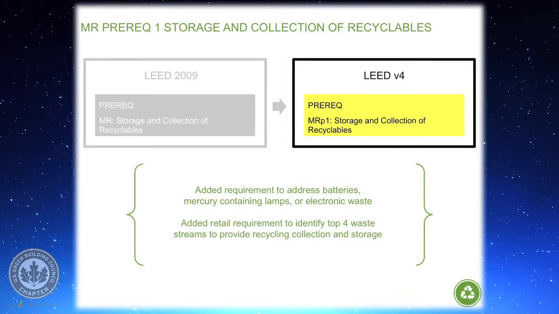So first prerequisite, you are all familiar with this, storage and collection of recyclables. Minor changes here. We've added requirements for addressing battery waste, electronic waste, as well as mercury-containing lamps. And then for retail projects, we've maintained the option that exists for them in LEED 2009 for retail, where they can identify their top 4 waste streams and then provide recycling, storage, and collection for those top 4.